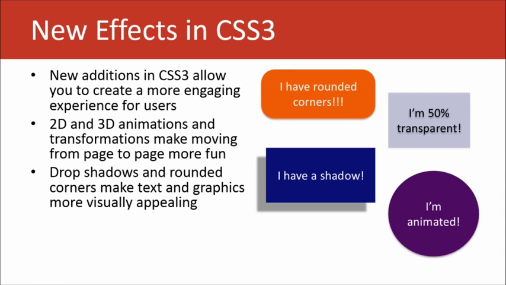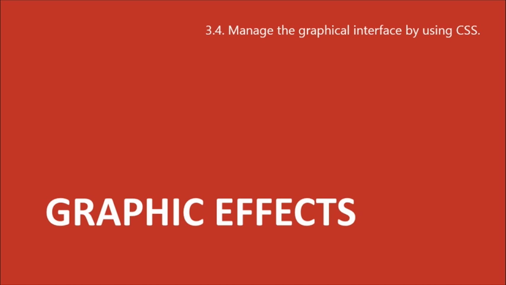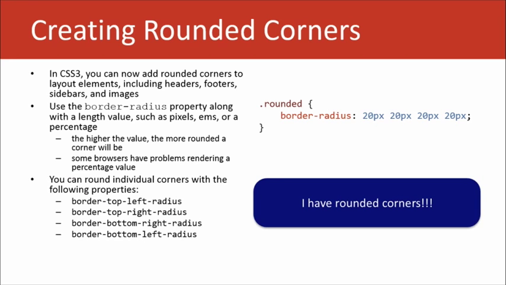All right, so some new effects in CSS3. You can now round corners on objects, which is exciting, right? You can make things transparent with ease. This is 50% transparent over here. You can also give things shadows, like this lovely rectangle here. And then you can also animate objects as well, right? Like this circle. I thought I'd throw a circle in there for good measure. Just like that, right? Make them bounce out of here. Anyway, let's go ahead and get started and talk about how to implement these graphic effects.